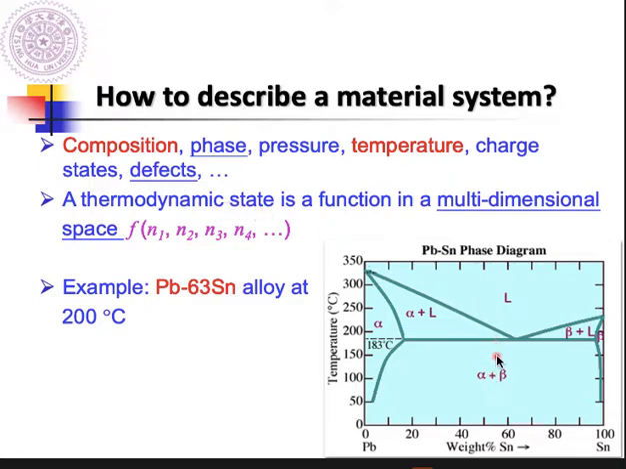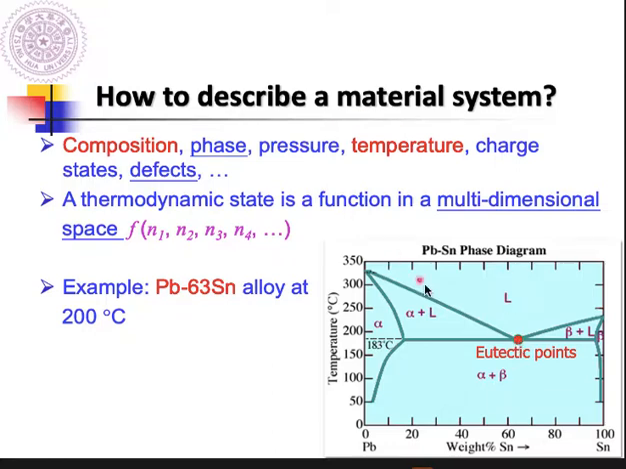In this binary phase diagram, if I want you to describe the state of these materials, because you need to describe a material system, right, probably I will say there's an interesting point here: at 183 degrees C, at roughly 61.9 weight percent of tin. There's an interesting point here. We call it the eutectic point. Can you describe the state at this eutectic point?